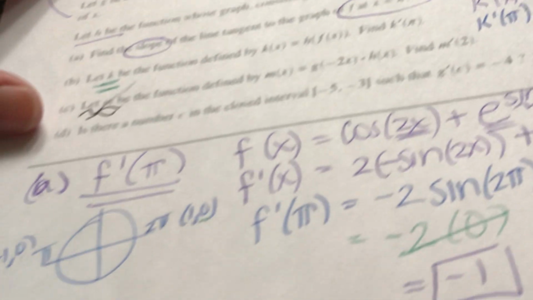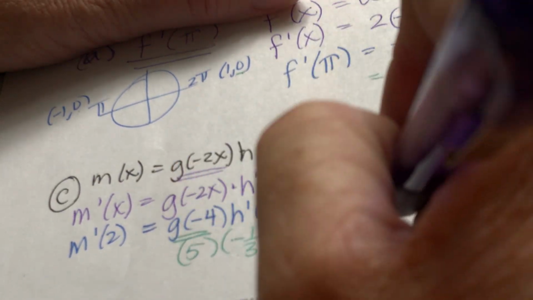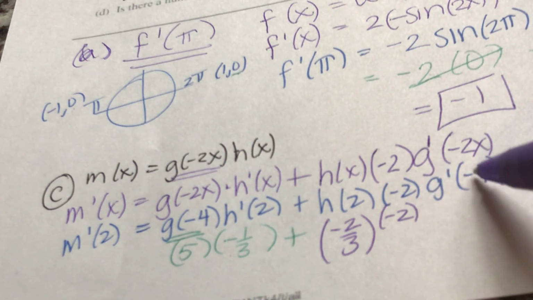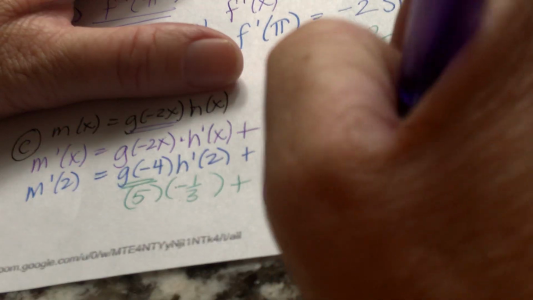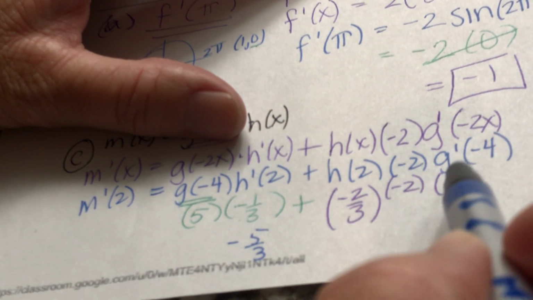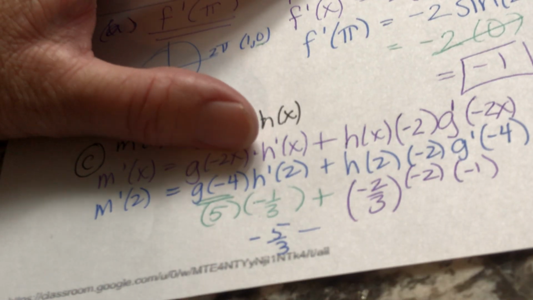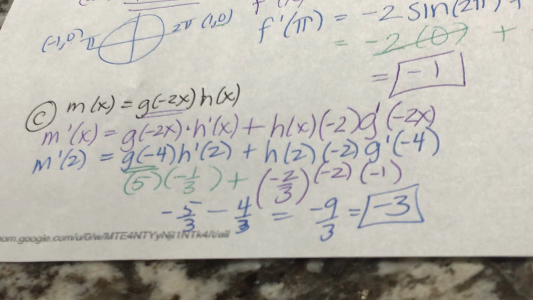That wasn't so bad. So you can't just eyeball it. So that is a negative 2/3 times a negative 2. G prime of negative 4, come back up here. Here's negative 4. G prime of negative 4 is negative 1. So we just got to put it all together. Now it's just elementary school math, right? Negative 5/3. Over here we have a negative times a negative times a negative, so that's 3 negatives, so it's going to stay negative. It's going to be 4/3, which is negative 9/3, which is negative 3. What a nice answer at the end. So that is part C.